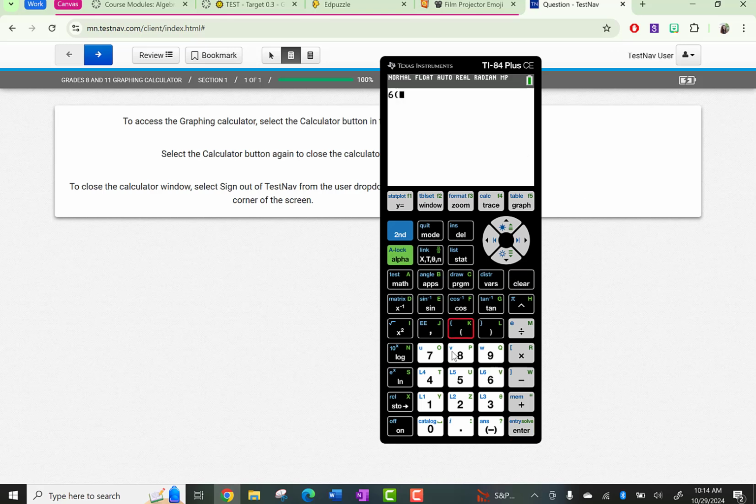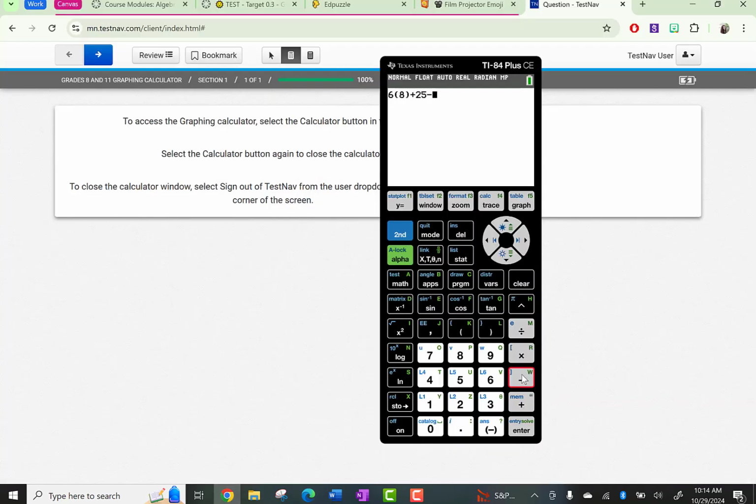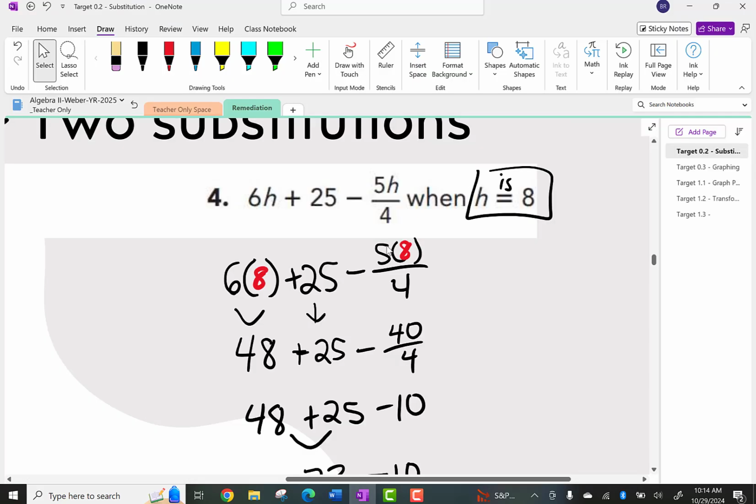We have 6 times 8 plus 25. Now, if I want to show you how to do a fraction for a review, so we're going to put a minus sign. Minus. Now the next part is a fraction. So in case you forgot how to do a fraction in the calculator, the buttons are alpha, y equals, and enter. So now you have that little square over a square. And again, we're just going to put this in there.